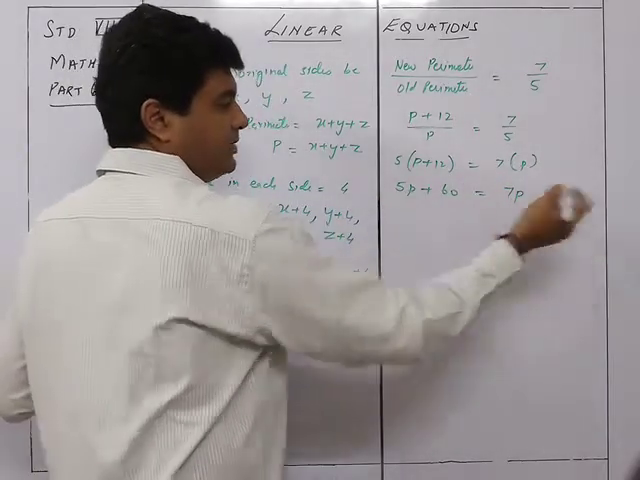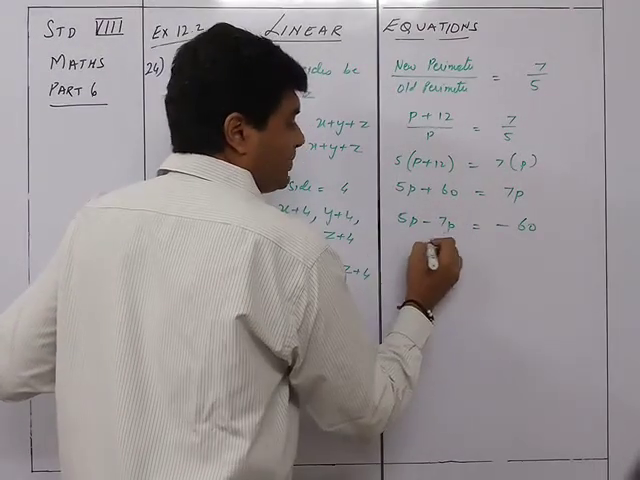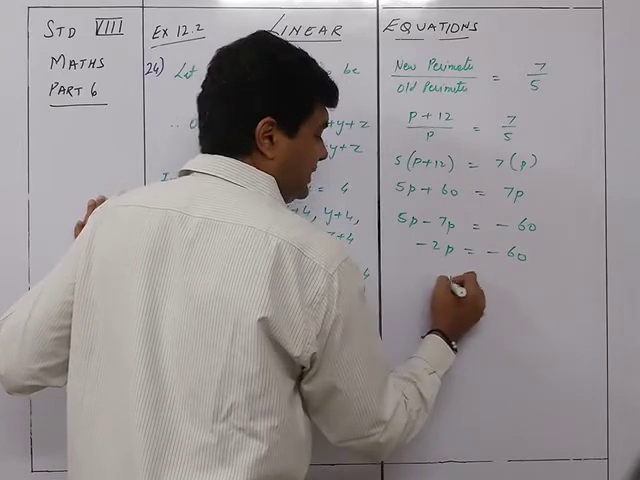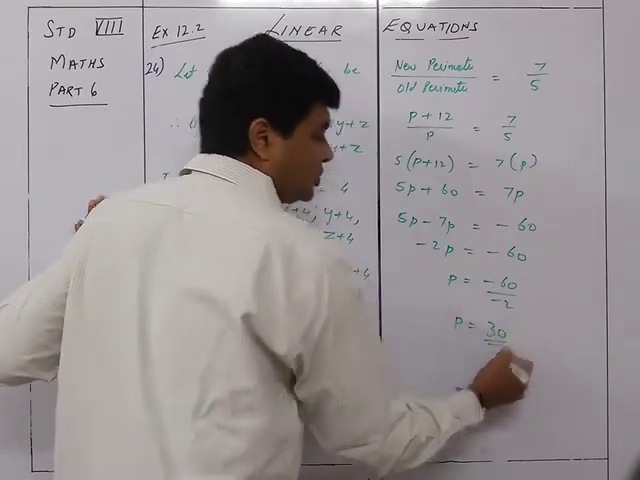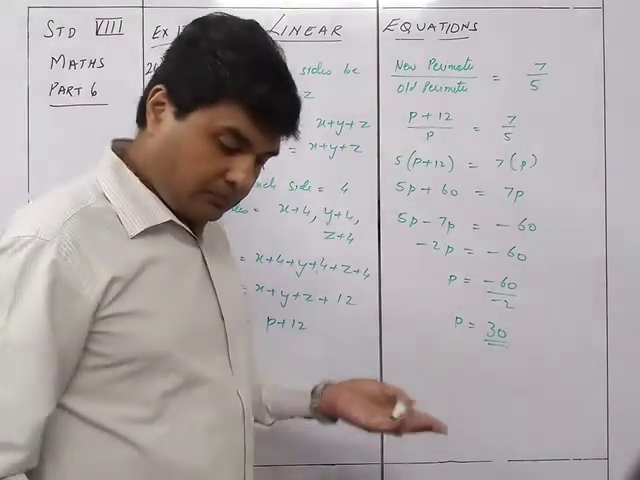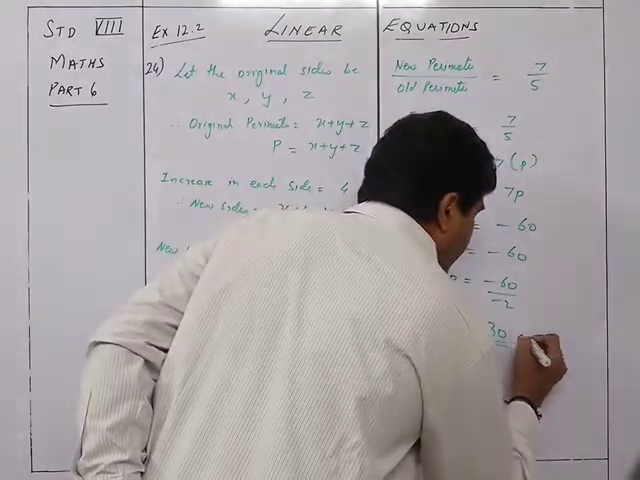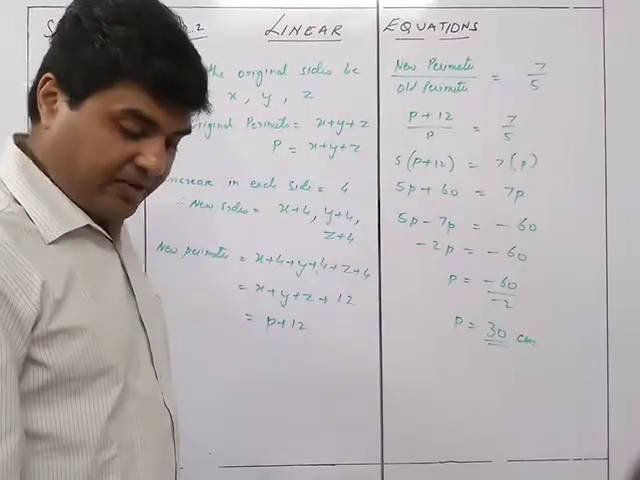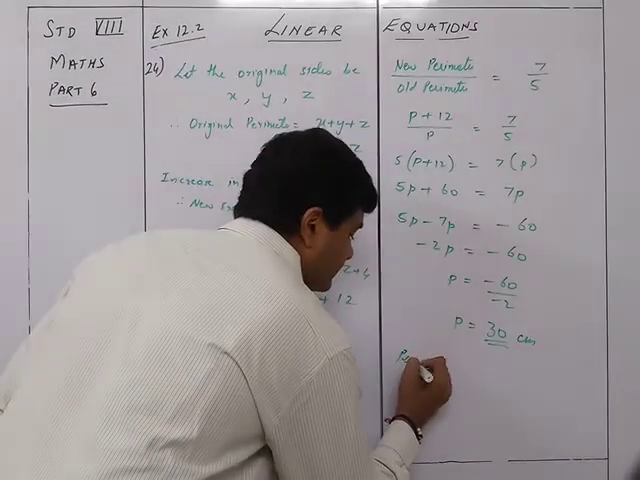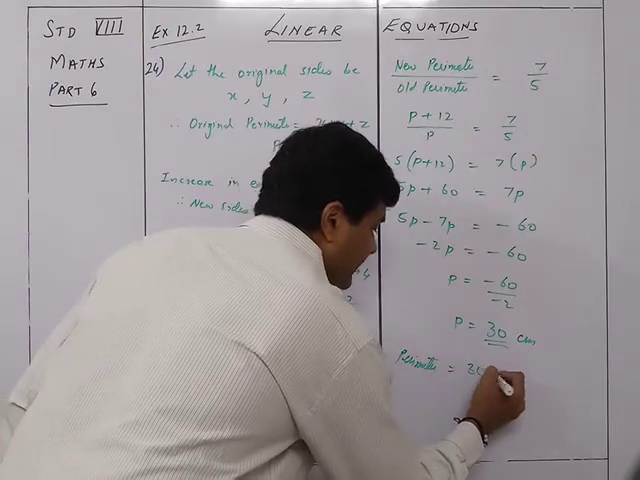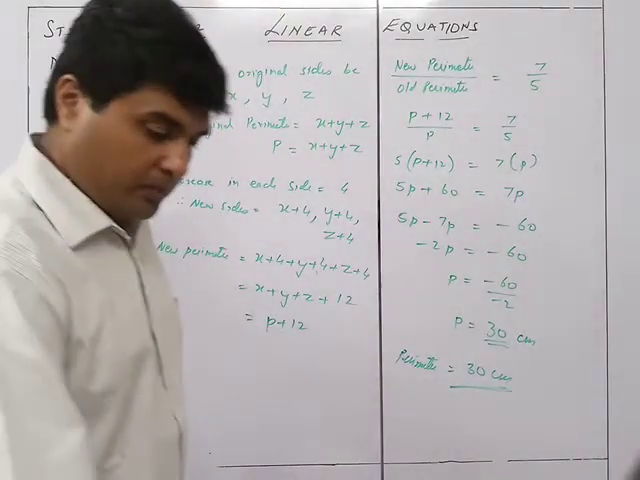Taking the p on one side and numbers on the other side, it will be 5p minus 7p is equal to minus 60. So minus 2p is equal to minus 60. P is equal to minus 60 upon minus 2. So p is equal to 30. The units are given in centimeters. So the original perimeter is 30 centimeters. Find the perimeter of the given triangle. Therefore, perimeter is equal to 30 centimeters. This is sum number 24, which is given over here.